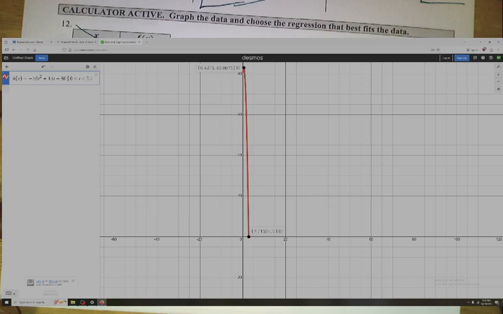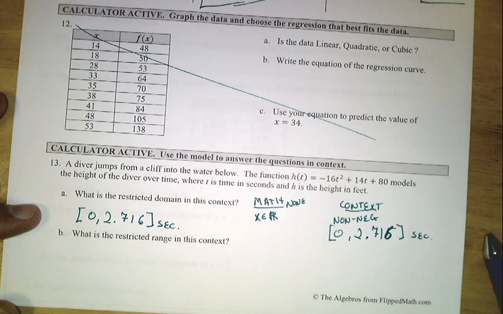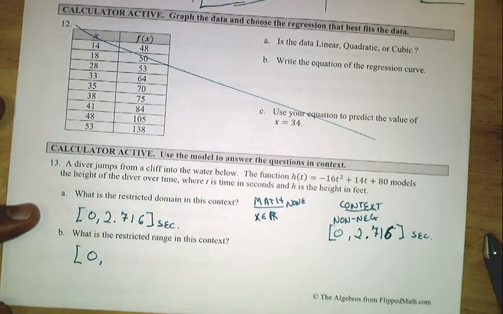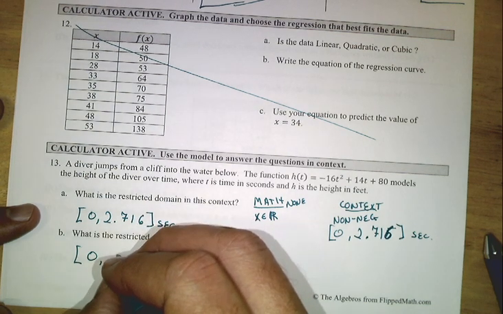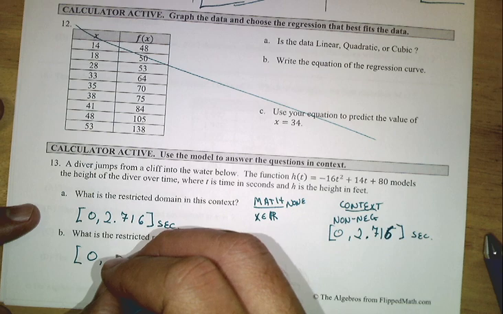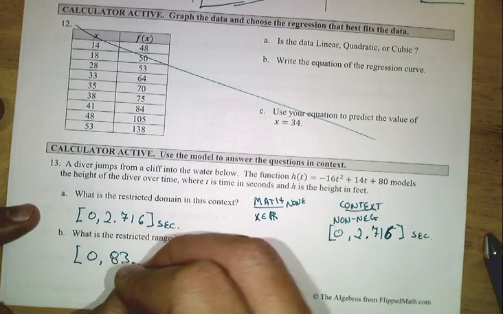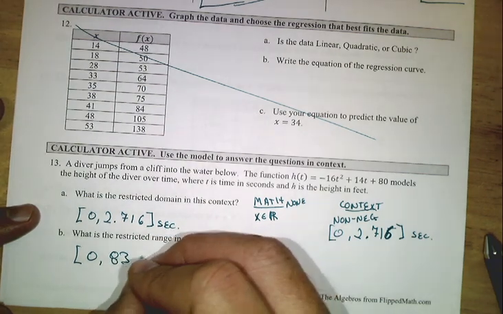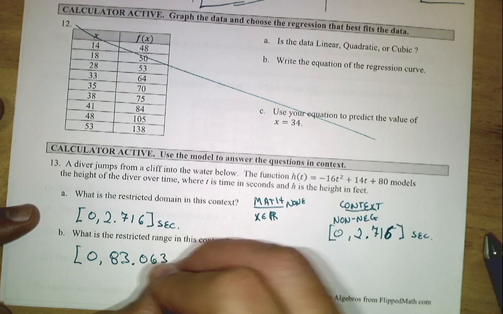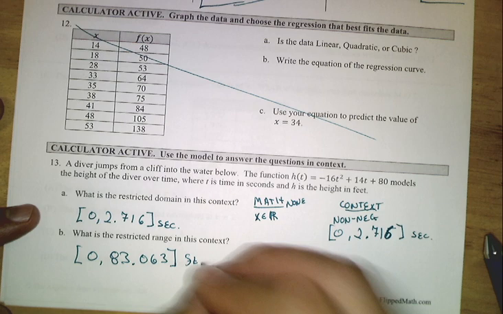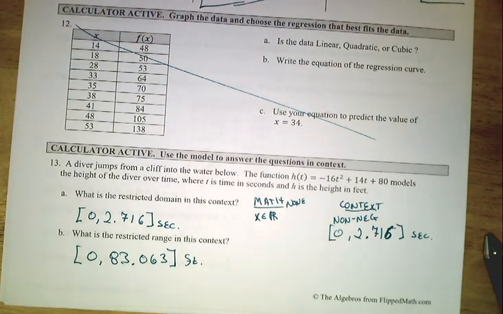So the range ends up being 0 at his lowest point at the very end of the dive, and at the very peak of the dive, he or she is, what did I say it was, 83.063. So always round to 3 decimal places, and that'll be in feet. But always round to 3 decimal places.